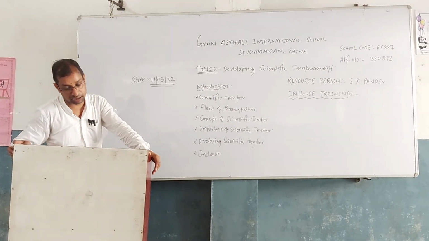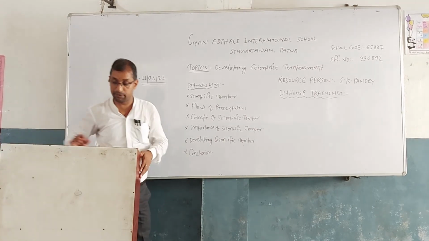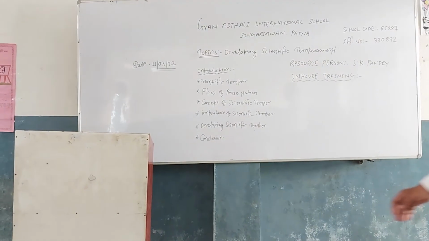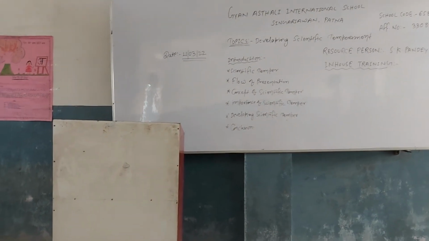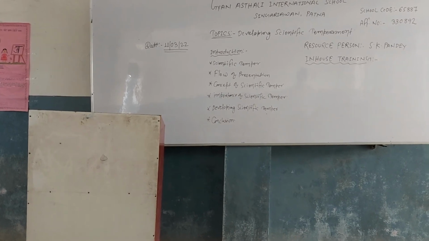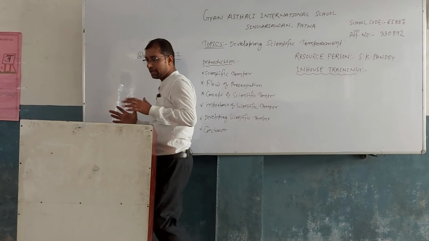Examine the claim made and the process followed in arriving at these claims, and give your comment to the author. This is the importance of life, the concept of scientific temper, the flow of presentation, and the different types of developing scientific temper.